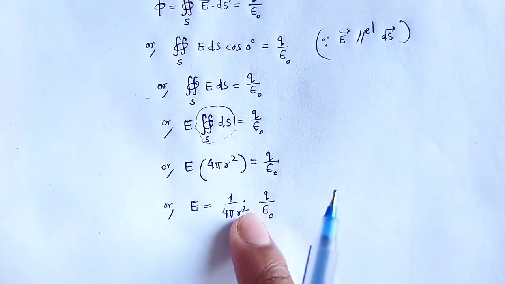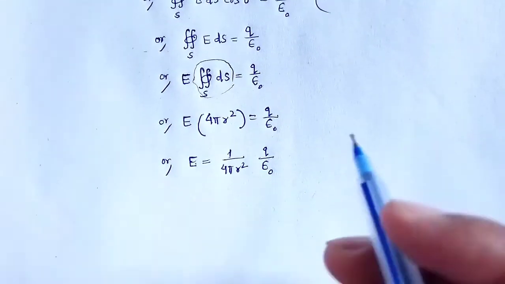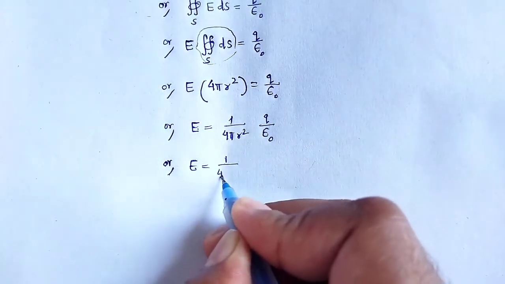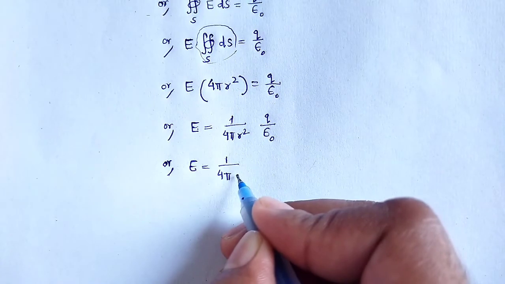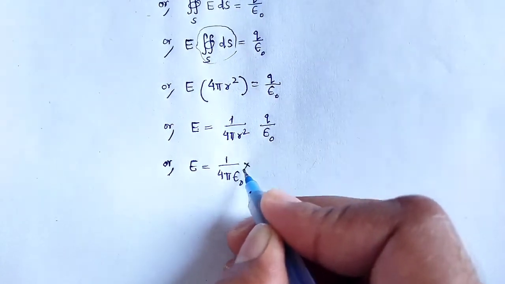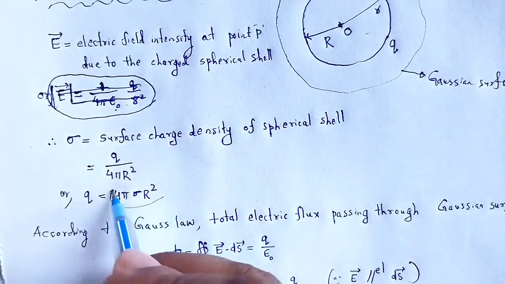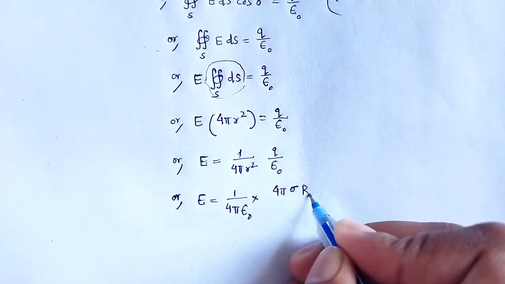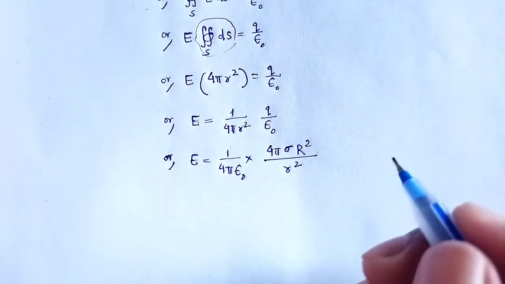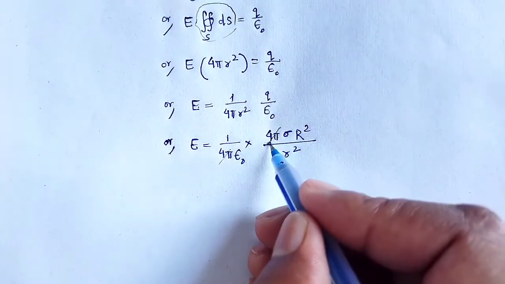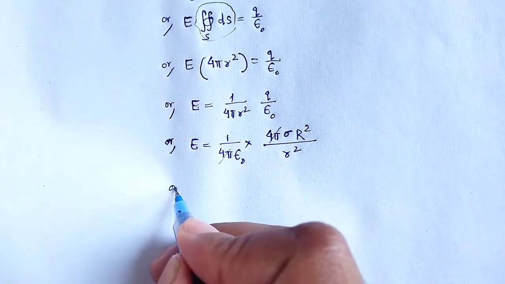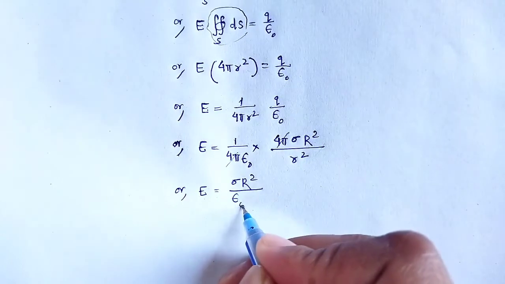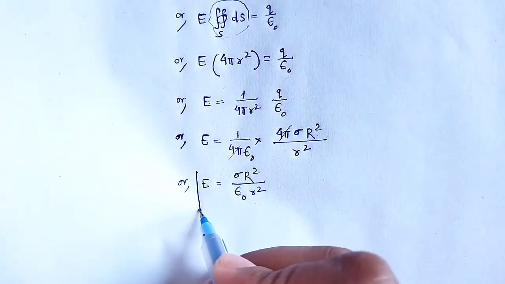So, here E is equal to 1 by 4 pi epsilon naught, Q by r square, and the value of Q, 4 pi sigma R square, is put here. So E is equal to 1 by 4 pi epsilon naught, 4 pi sigma R square divided by small r square. 4 pi cancels out, and the result will be E is equal to sigma R square divided by epsilon naught small r square. This is the mathematical expression.